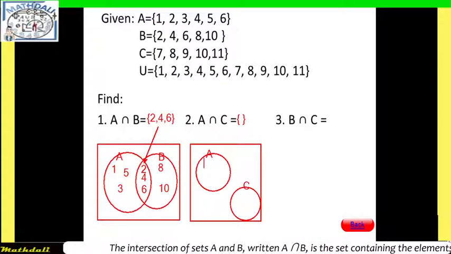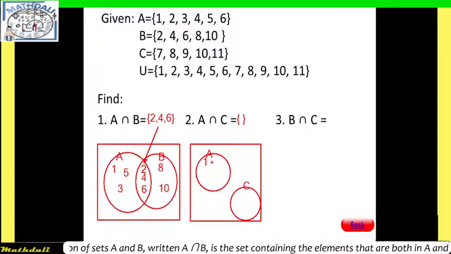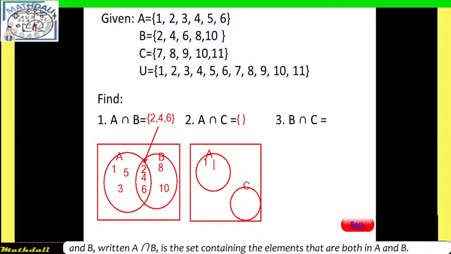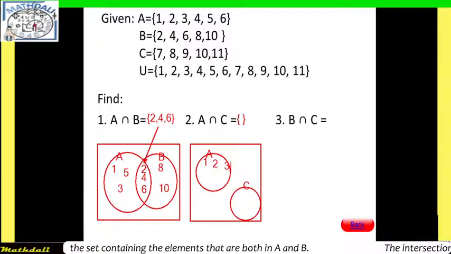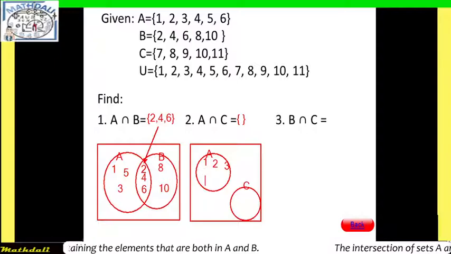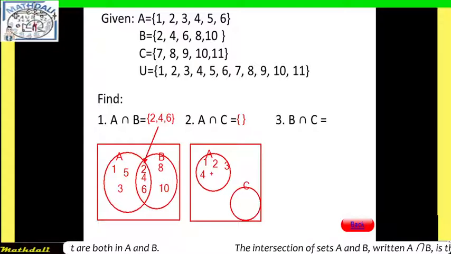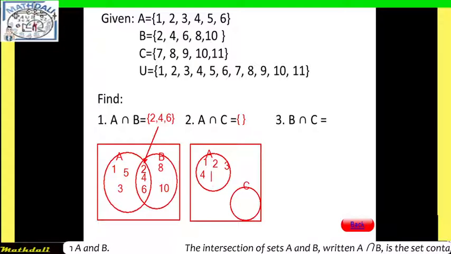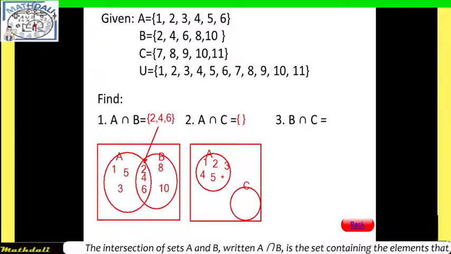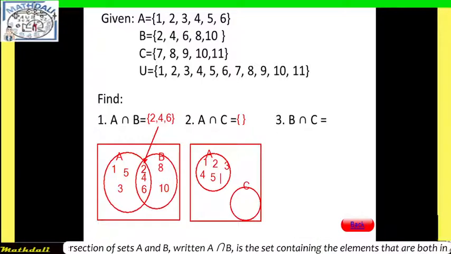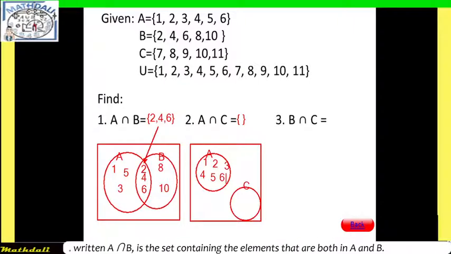Okay, so ang element ni set A ay, identify natin yung set A natin, we have 1, then we also have 2, then we also have 3, then we also have 4. Then we also have 5. Okay, then lastly we have 6. Okay, so yan yung element ni set A.